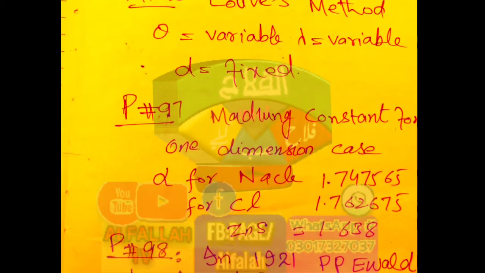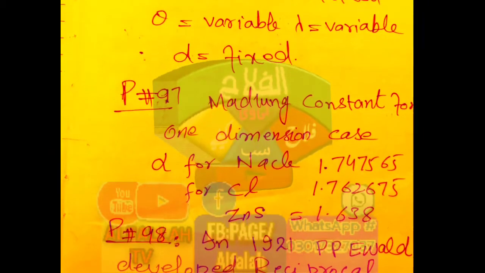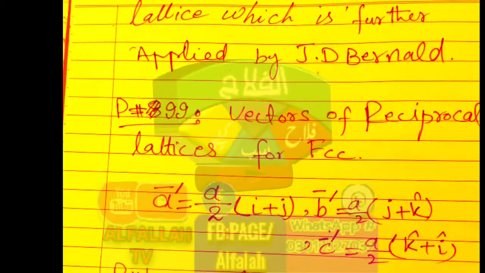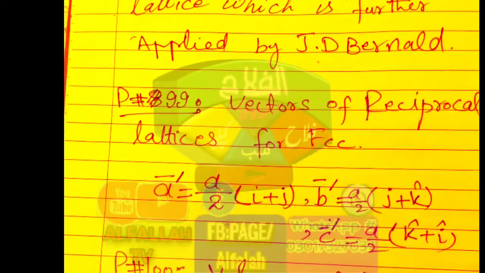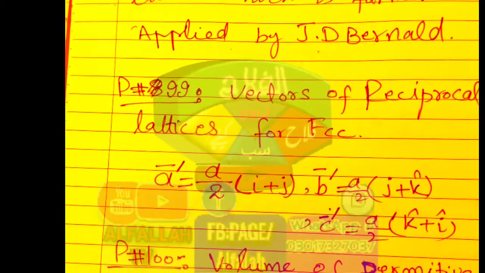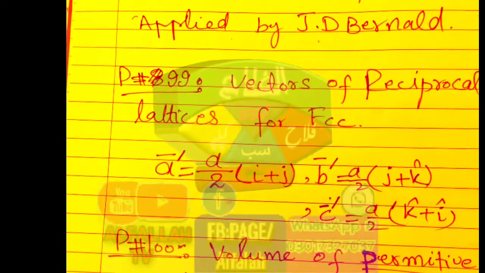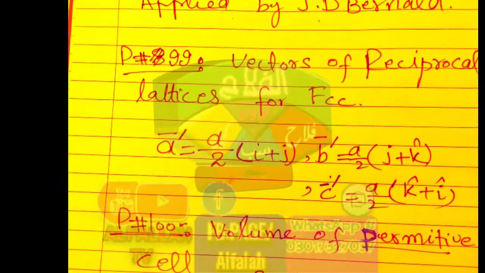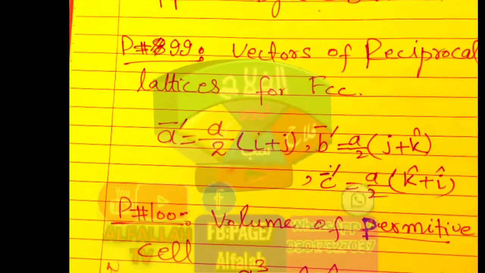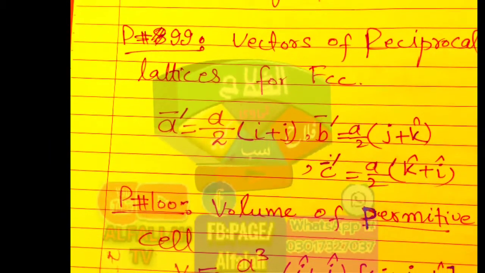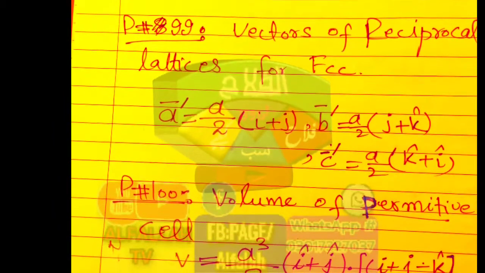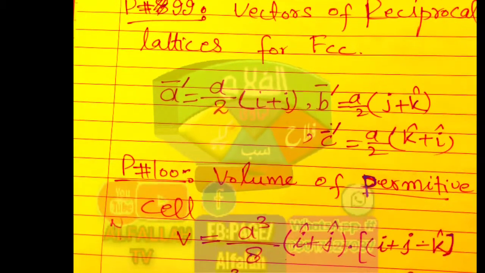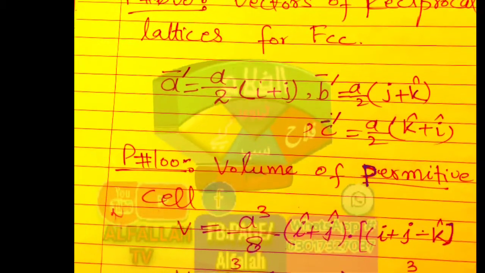Point number 98, in 1921, P. P. Ewald developed the reciprocal lattice, which was further applied by J. D. Bernal. Point number 99, vectors of reciprocal lattices for FCC: a vector prime is equal to a by 2 into i plus j, b vector prime is equal to a by 2 into j plus k, c vector prime is equal to a by 2 into k plus i. Point number 100, volume of the primitive cell V is equal to a cubed by 8 into i plus j into i plus j minus k.